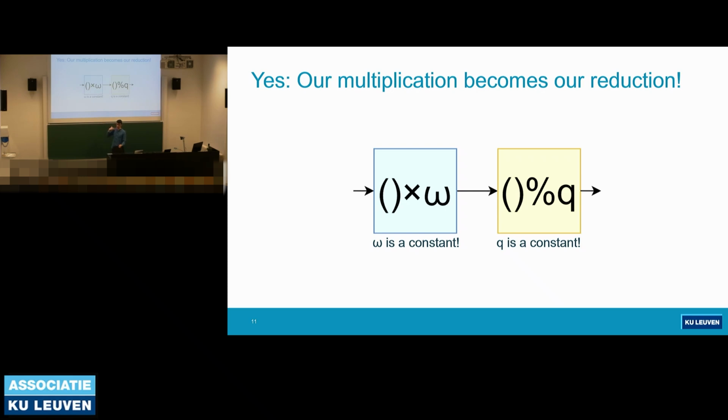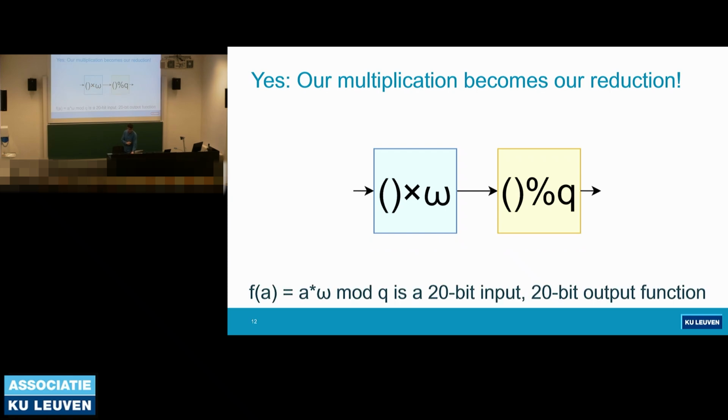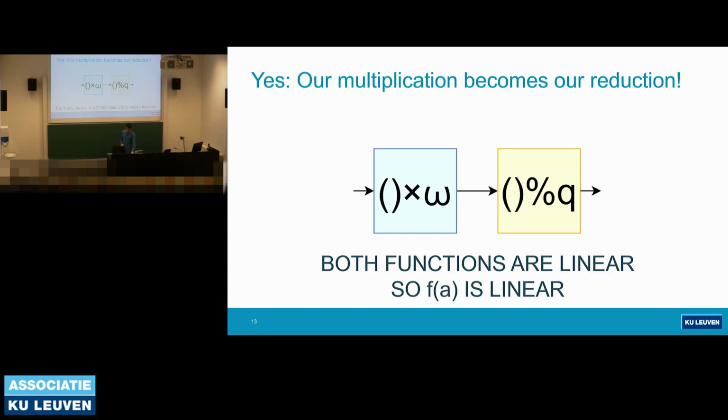If you're familiar with FFTs, that's times e to the power of something. If you're familiar with NTTs, that's times your twiddle factor. And then you do the reduction. And since these are both constants, you can see this function as a linear function, because both of these functions are linear. Multiplication is linear, reduction is linear.